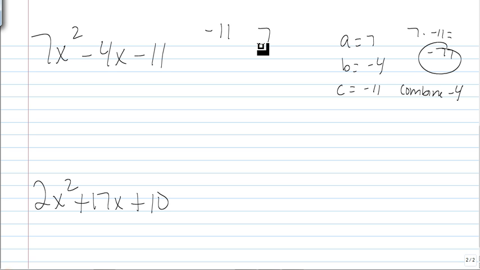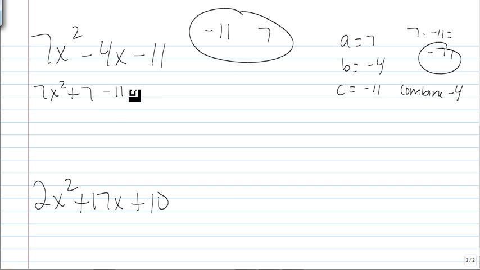Okay, so now let's write this out. I'm going to expand this out and replace the -4x with those. So I have 7x squared plus 7x, because my 7 is positive, minus 11x, minus 11. So now we have our 4 groups here. So now we can factor out of our groups.